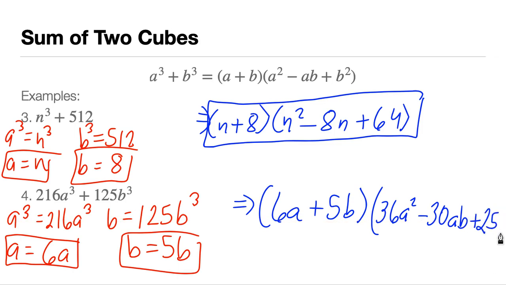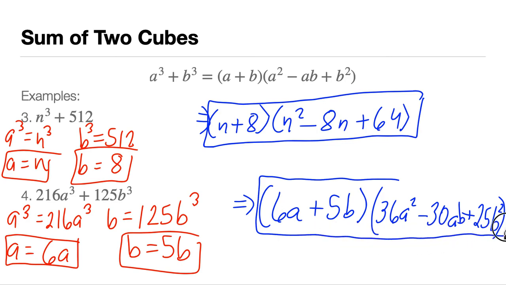Maybe you can give some space here. b plus 25b squared. And this is our answer for number 4.